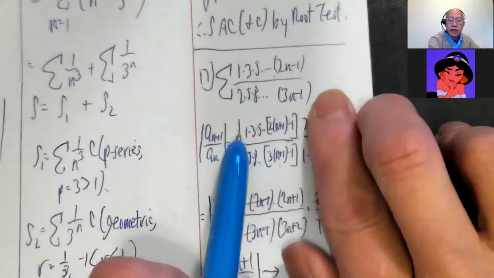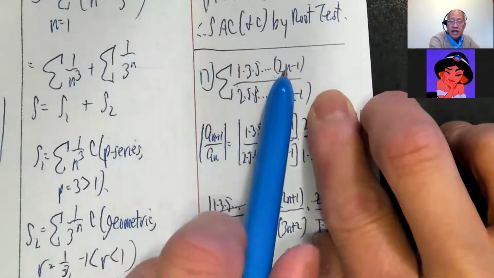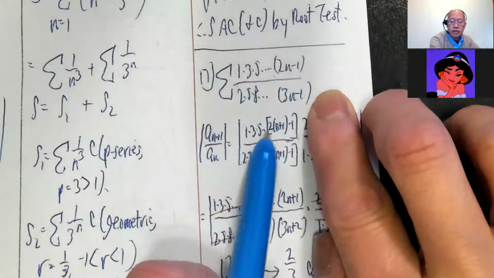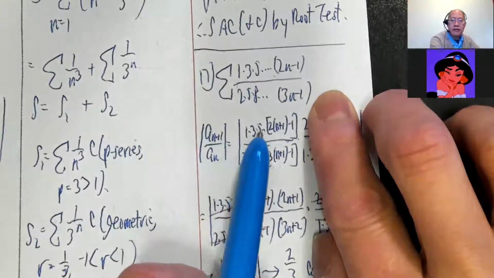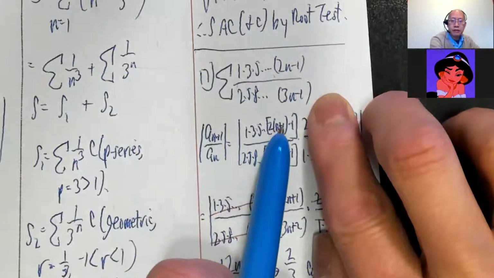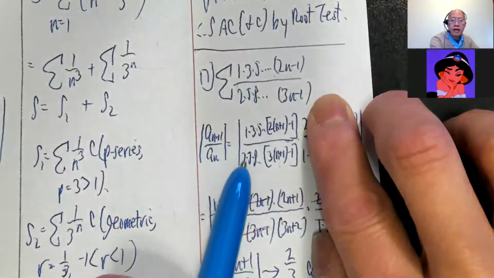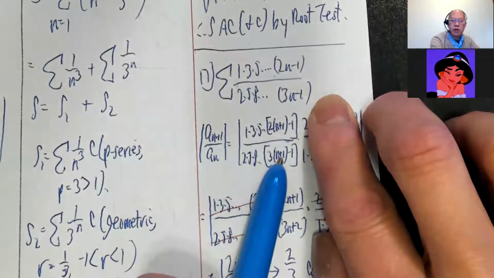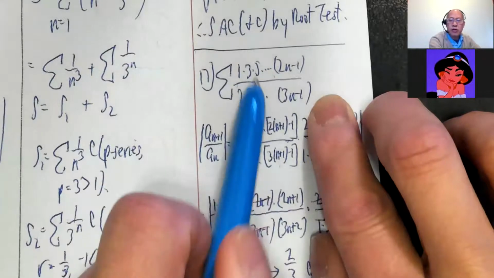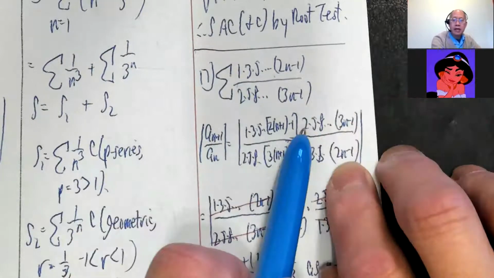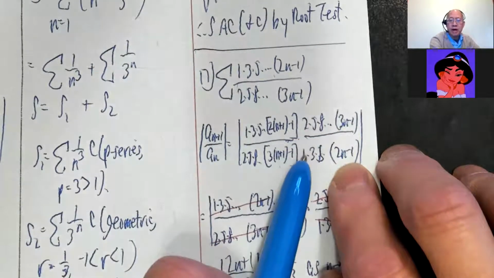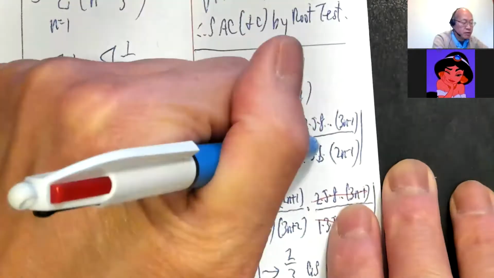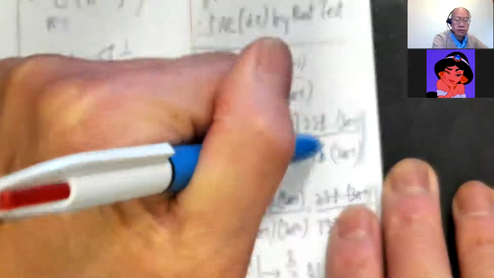Here, change that to 2 parentheses n plus 1 minus 1. 1 times 3 times 5, dot, dot, dot, 2 n plus 1 minus 1, over 2 times 5 times 8, dot, dot, dot, 3 parentheses n plus 1 minus 1. And then this other thing, just flip it. So the top is the 2, 5, 8 stuff, and the bottom is the 1, 3, 5 stuff.